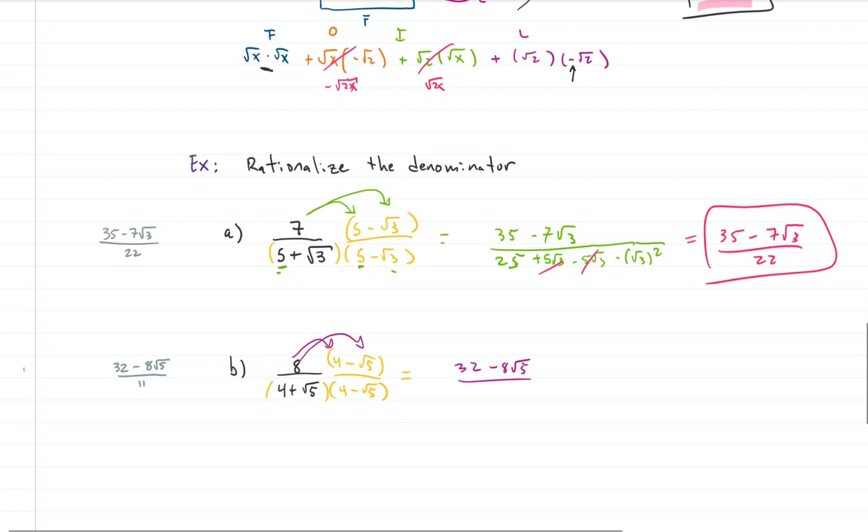In the bottom, we're just foiling this again. We have 16, 4 times 4 is 16, and then we have negative 4 root 5 plus positive 4 root 5, and negative root 5 squared. Lucky for us, again, the middle two terms cancel. Root 5 squared is just 5. So we get 32 minus 8 root 5 in the top. In the bottom, we have 16 minus 5, which is 11.